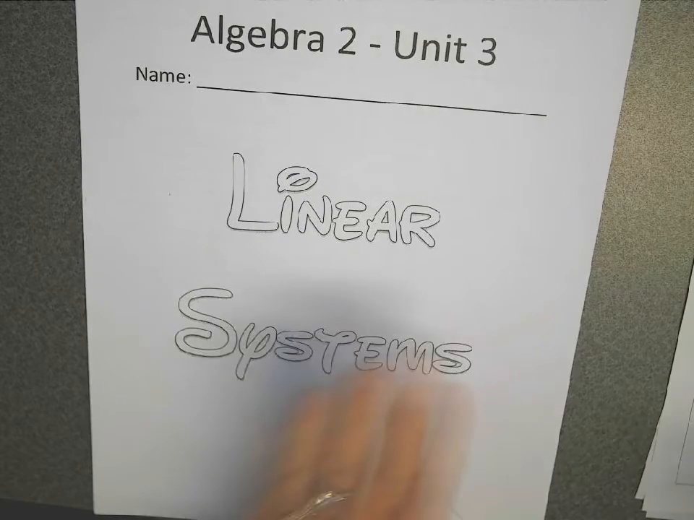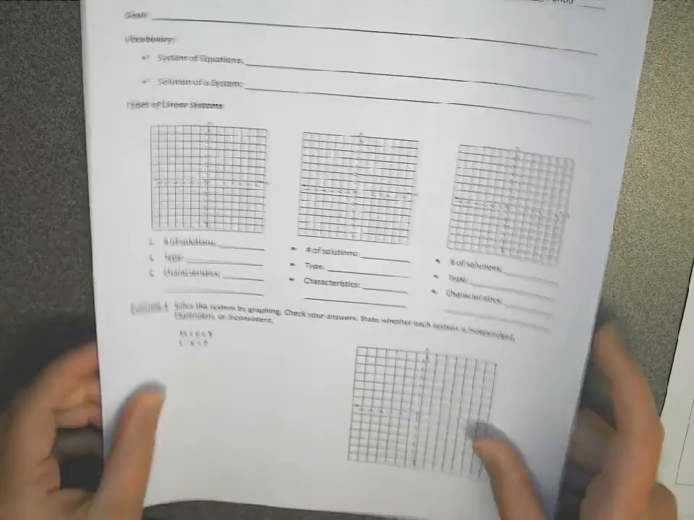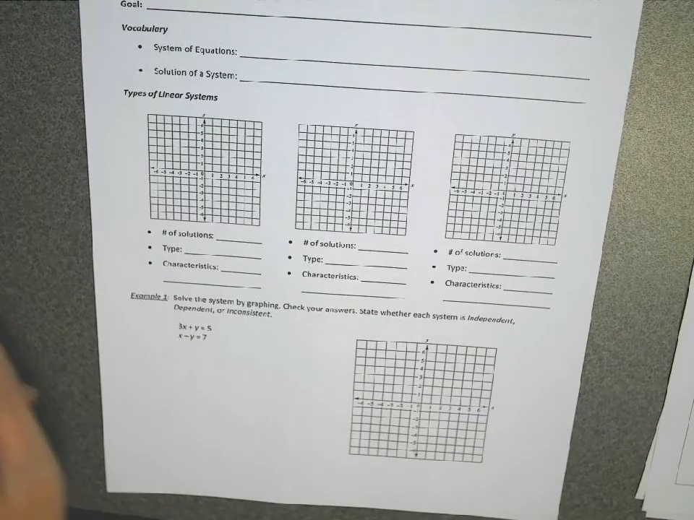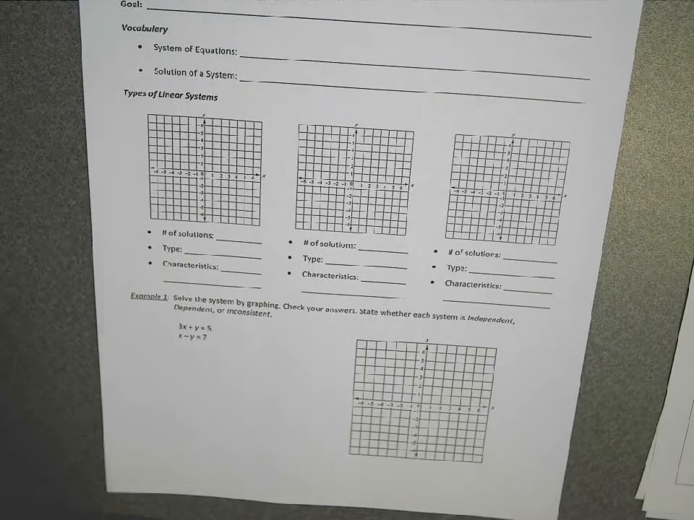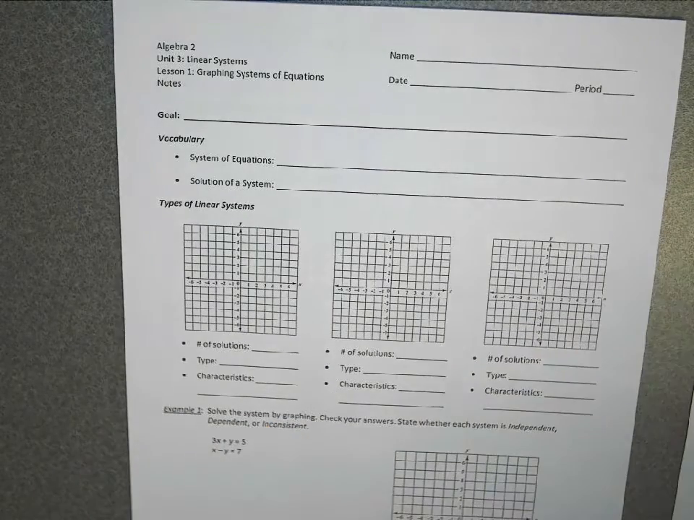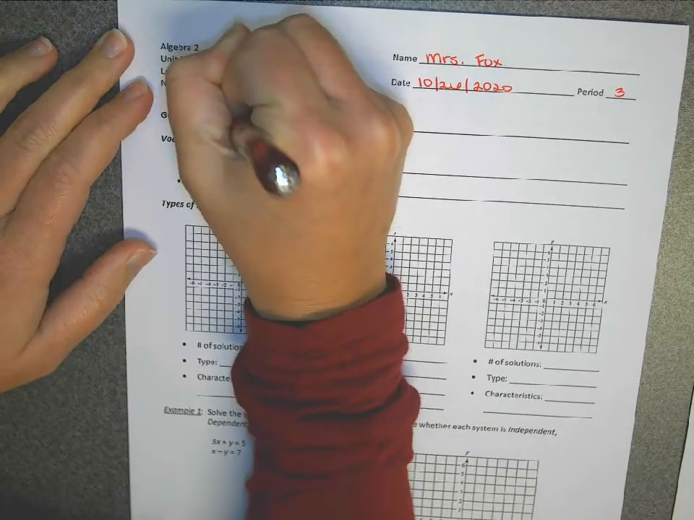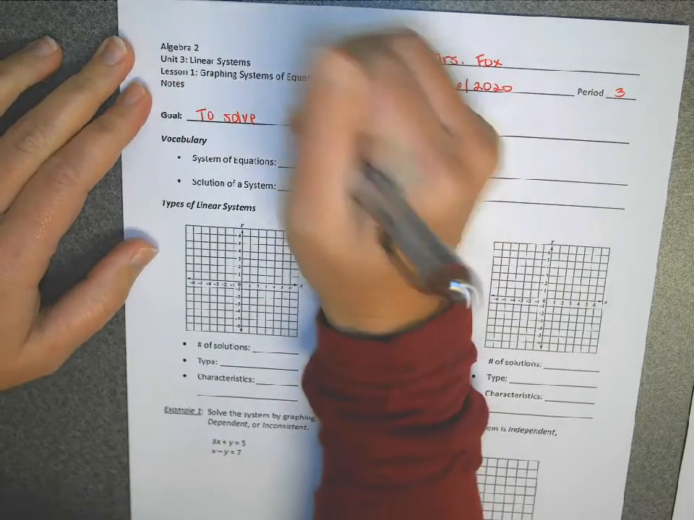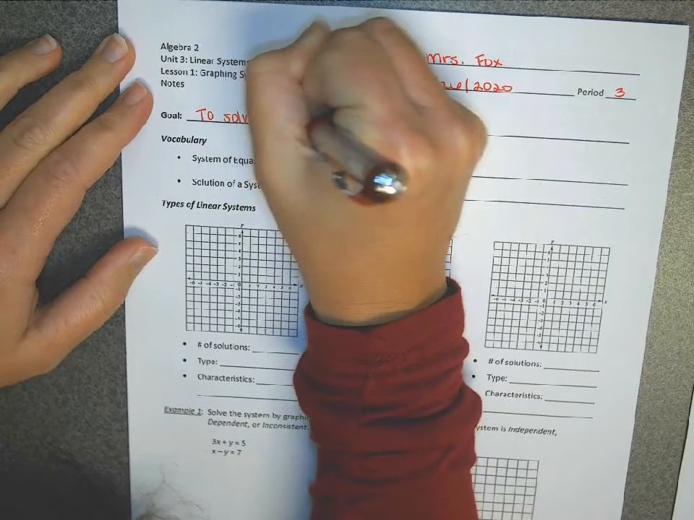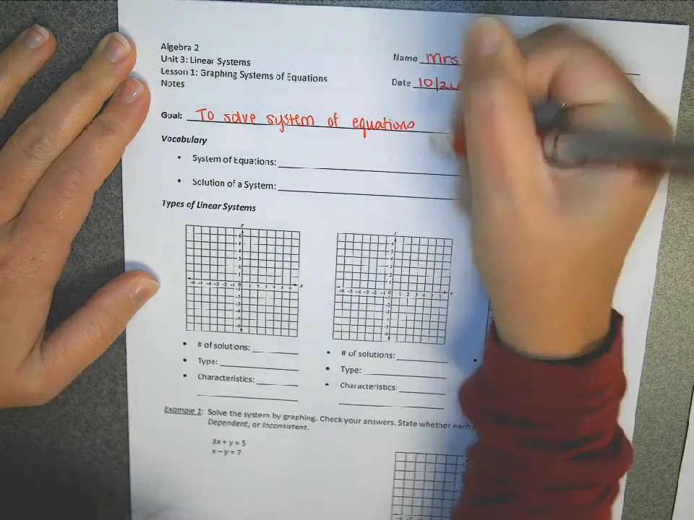Today we are starting Unit 3 and our 3.1 notes. It's graphing systems of equations. So it looks like this. Our goal today is to solve systems of equations by graphing.